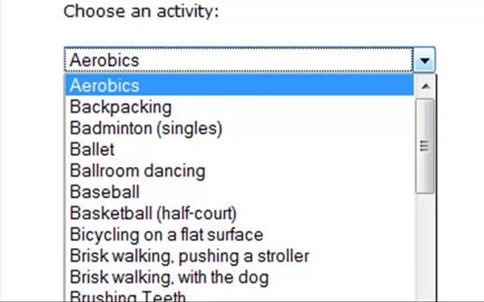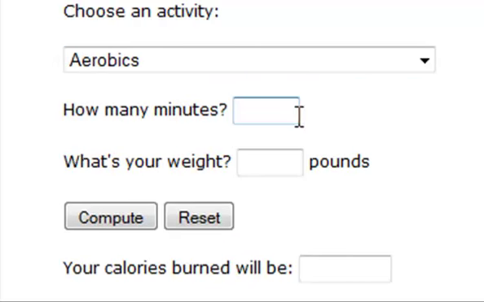So the next thing you do is you enter in the number of minutes, and let's say you did a 30 minute exercise, and then you'd enter in your weight. Now when I click on the compute button at the bottom here, it will tell us the number of calories burned during a half hour of aerobic exercises. In this case it happens to be 202.5 calories. Now that seems very straightforward, but I have a problem with this calculator.